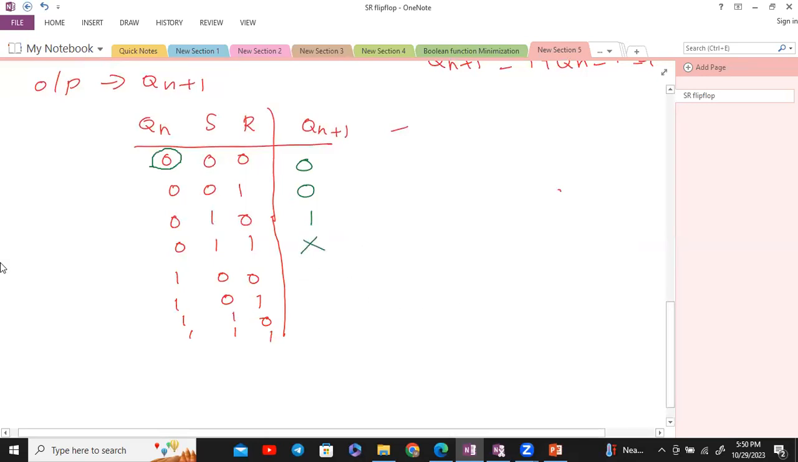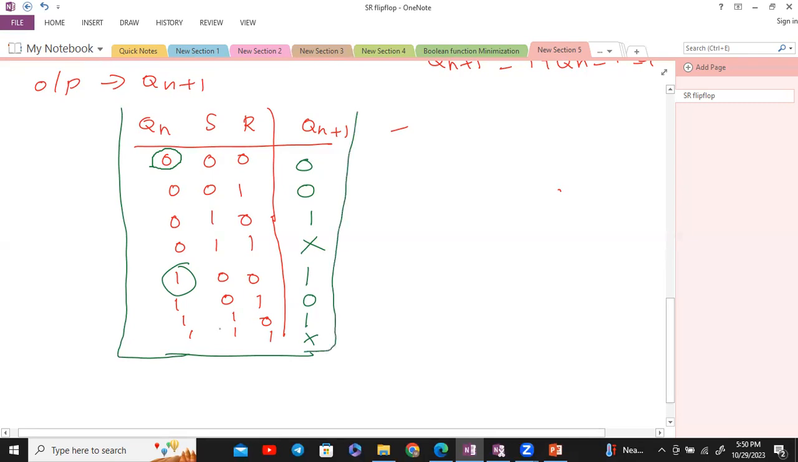Now what is your present state? Your present state is 1, right? So your next state should be 1. 0, 1 means it is 0. 1, 0 means 1. 1, 1 means don't care, as per your truth table. So based on the operation, we have given the characteristic table, and from this we can form the characteristic equation.